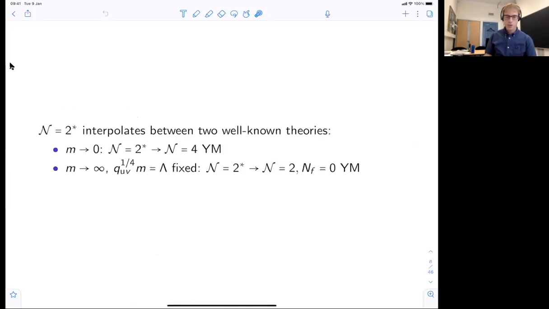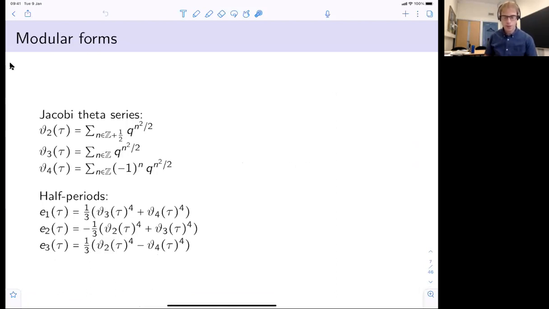Okay, so before continuing, I need to introduce some special functions, because as it turns out, many of the observables and quantities of this theory are expressed in terms of modular forms and modular functions. So let me briefly introduce these functions. We have the so-called Jacobi theta series, three of them for this talk: theta 2, theta 3, and theta 4. They are functions of the parameter tau in the upper half plane, and simply a sum over integers shifted by a half, of q to the power n squared over 2.